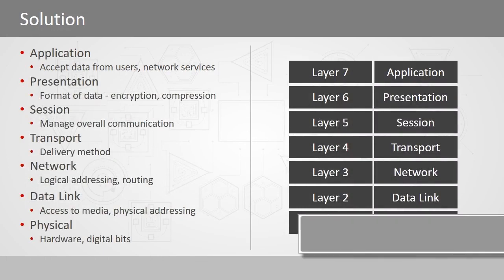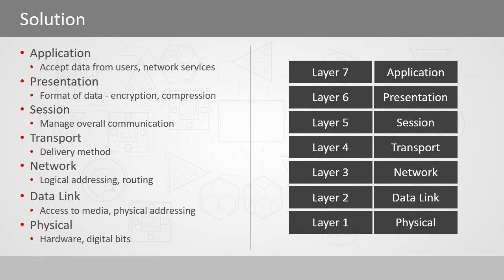All right, so our task was to summarize each layer of the OSI model. So we'll begin at the top. The application layer accepts data from the users. It is essentially our interface, and it provides us access to the various protocols and network services that we need to communicate. Data is then passed to the presentation layer. It handles the format of the data. Features such as encryption and compression are implemented here.